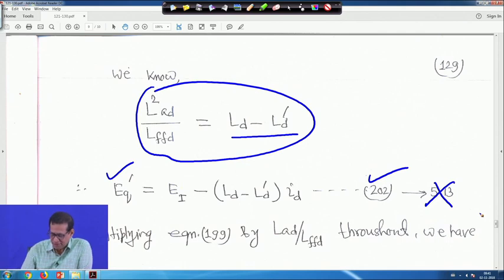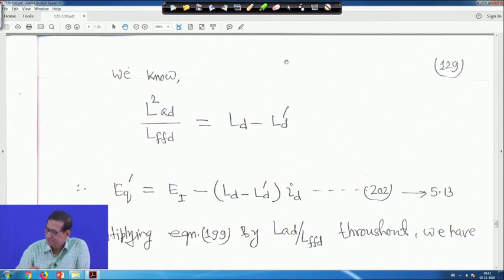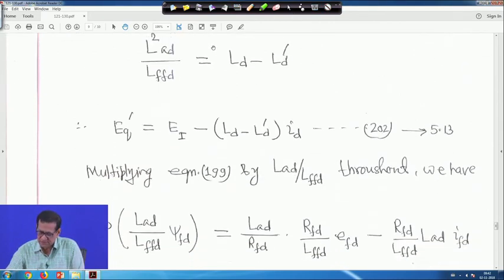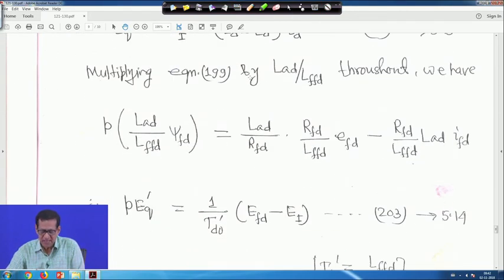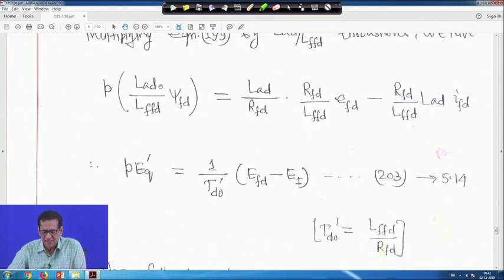Now, what you do is multiply equation 199 by L_AD upon L_FFD throughout, I mean left and right side both. If you do so, then we have p into L_AD upon L_FFD psi_FD is equal to L_AD upon R_FD into R_FD upon L_FFD E_FD minus R_FD upon L_FFD L_AD into I_FD.